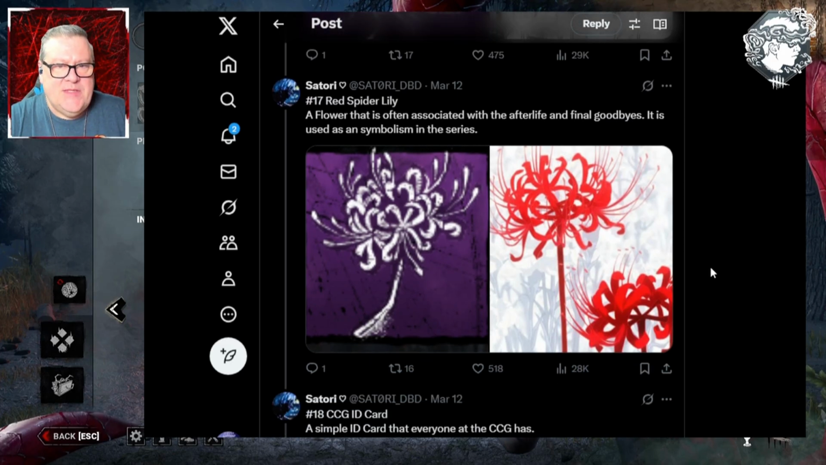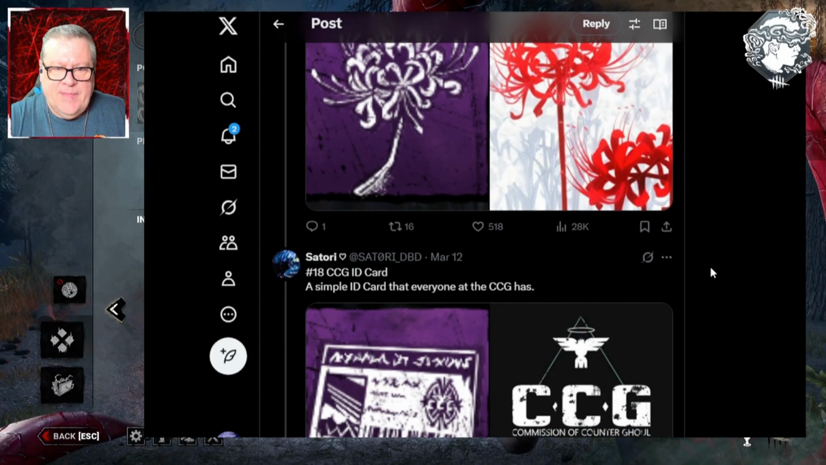Number 17, the red spider lily, a flower that is often associated with the afterlife and final goodbyes. It is used as symbolism in the series. Yeah, when Kaneki is retreating into his own mind during the torture, he encounters Rize in his consciousness, and they're in a field of white flowers, and she's slowly turning them all red as she's trying to get him to snap out of it and fight back.